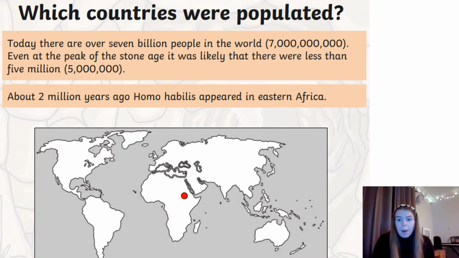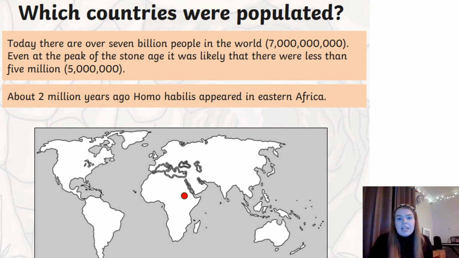Which countries were populated then? So where did these people live? So today there are over 7 billion people in the world. That's a lot of people. So even at the peak of the Stone Age, so when the Stone Age was most popular, it was likely that there were less than 5 million. So we have a lot bigger population than they did in the Stone Age. There are a lot more people.